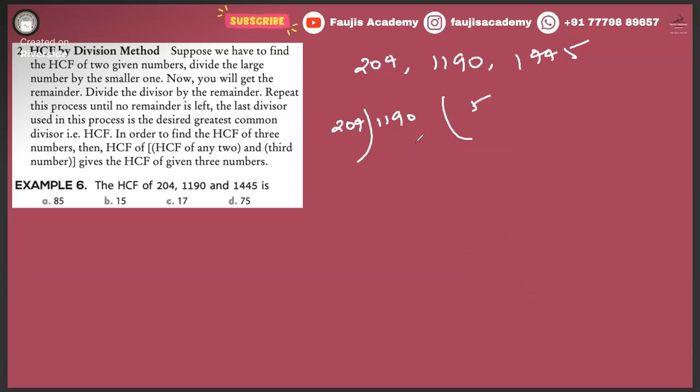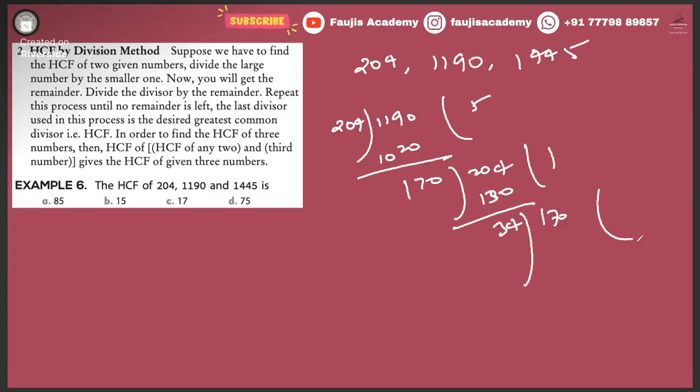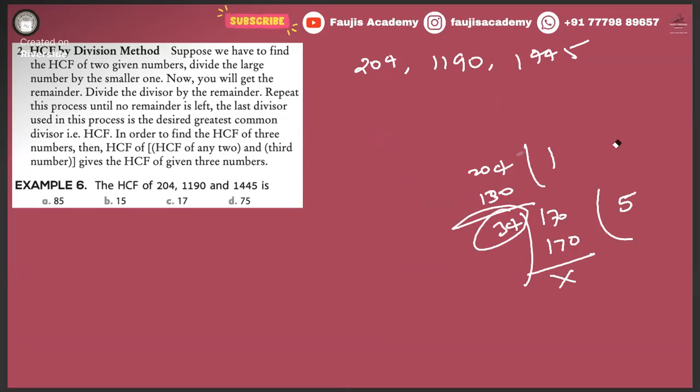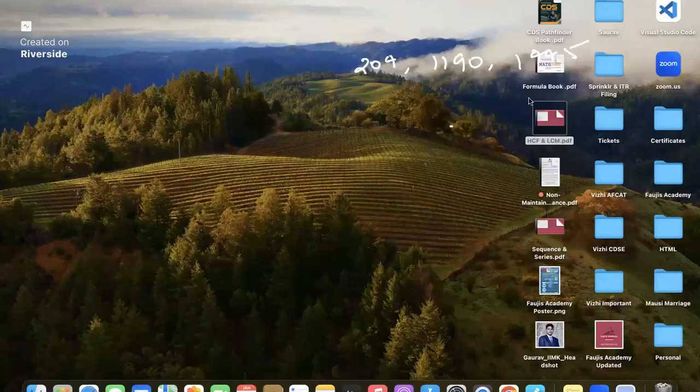Okay, 5 times. Tell to me if I do any calculation error somewhere. Okay, 170, 204. 1 time, 34, right? 34, 170. Yeah, I think we did some mistake in the previous one itself. 5 times. Is 34 remaining? 34 remaining. Okay, fine.